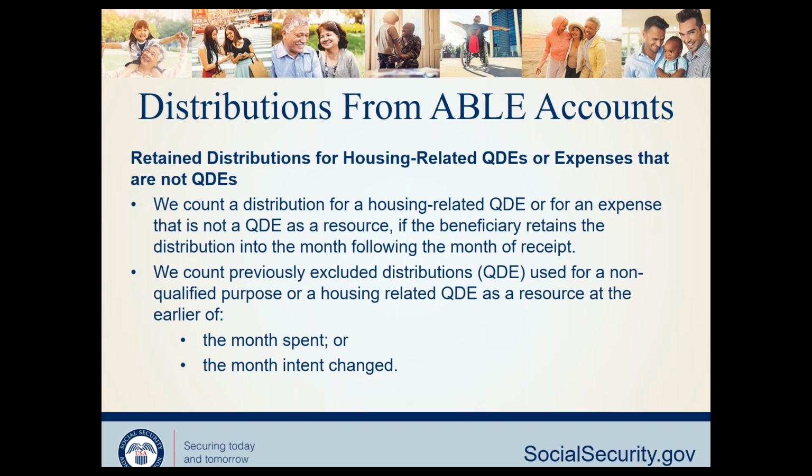Okay, so we count a distribution for a housing-related QDE or for an expense that is not a QDE as a resource if the beneficiary retains the distribution to the month following the month of receipt. So for example, I had some examples back here.